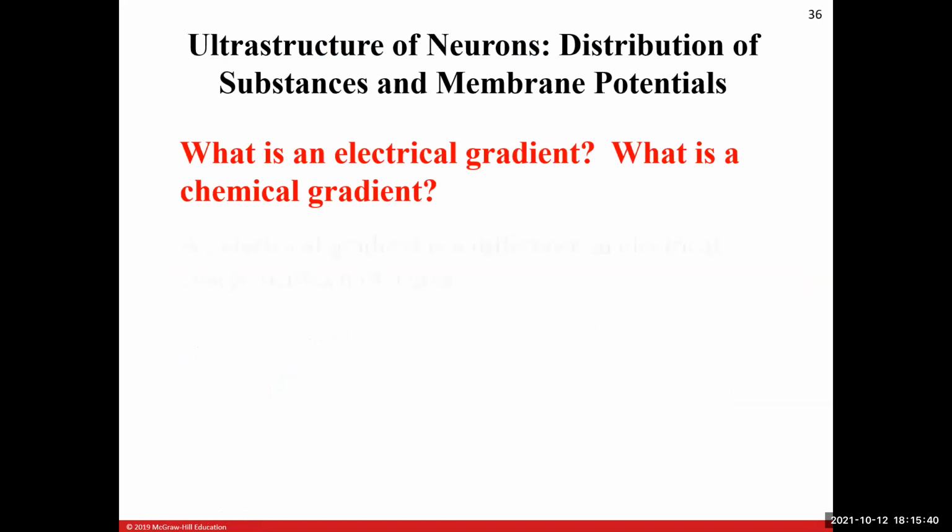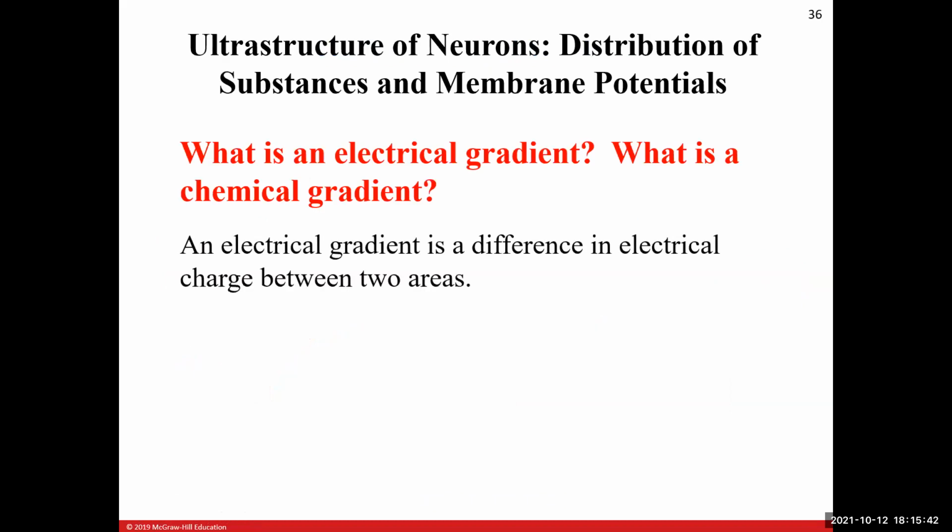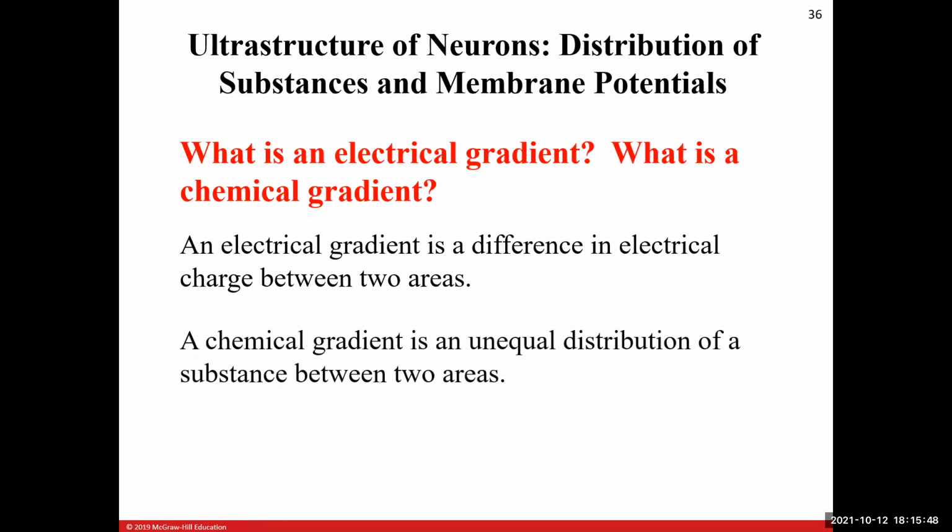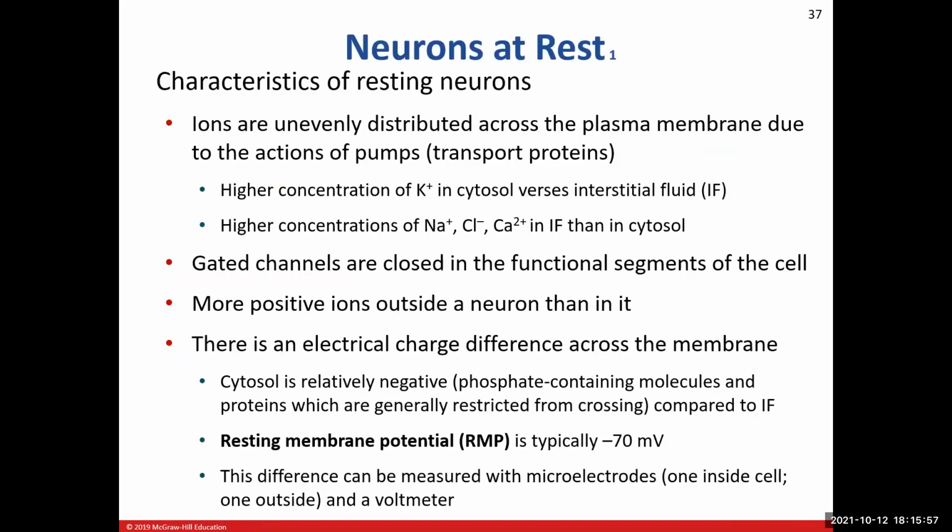So what is the electrical gradient? An electrical gradient is the difference in the electrical charge between two areas. That's going to be our voltage. Then our chemical gradient is the unequal distribution of a substance between two areas. That's our banana floating in the ocean. So, perfect place to take a breath in and blow it all the way out.